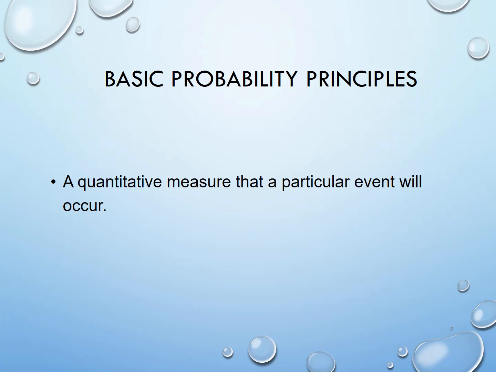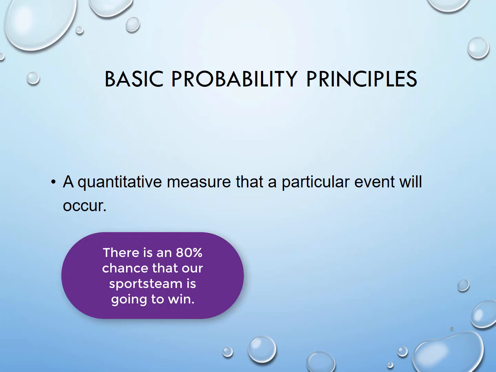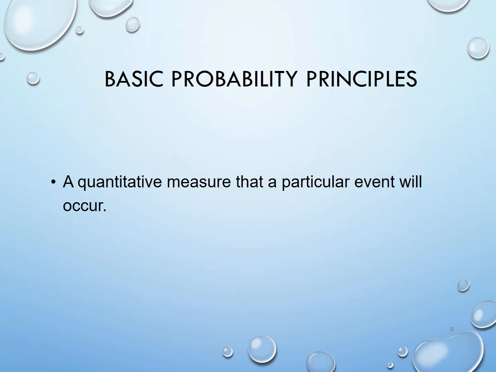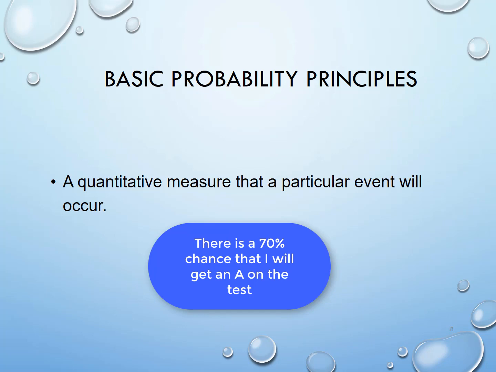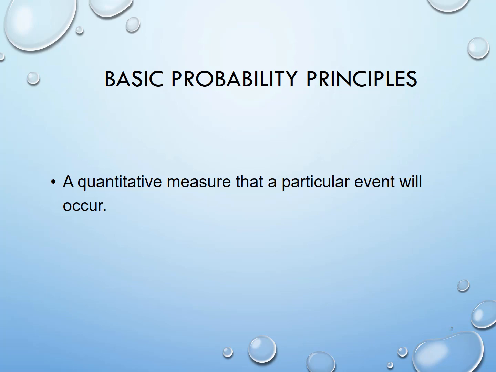With probability theory, we can offer far more precise answers. So we can say there's an 80% chance that our sports team is going to win this week. There's a 70% chance that I'm going to get an A on this test, and so on. And remember the research process I showed you in the first lecture. Research begins with a question about an entire population. Actual research is always conducted using a sample because, again, we don't have enough money or enough time or enough resources to get the information from everyone in the population.